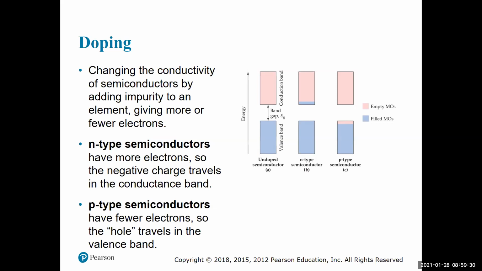P-type semiconductors, once again, if it's P, I think positive. Positive means I've lost some electrons. So in that case, we create what they call a hole in the valence band, and then you now have a loss of electrons, a lack of electrons there.